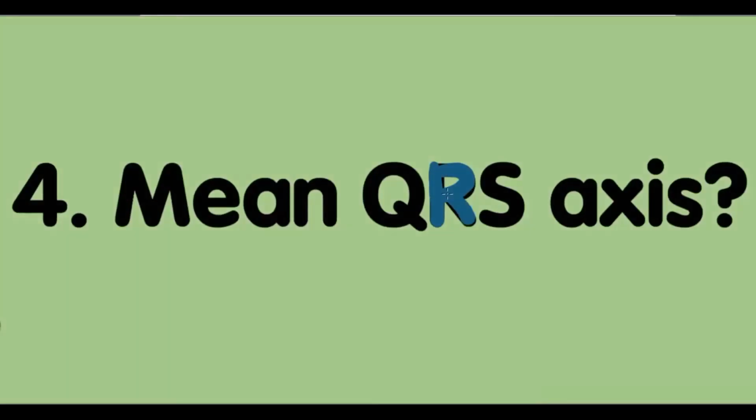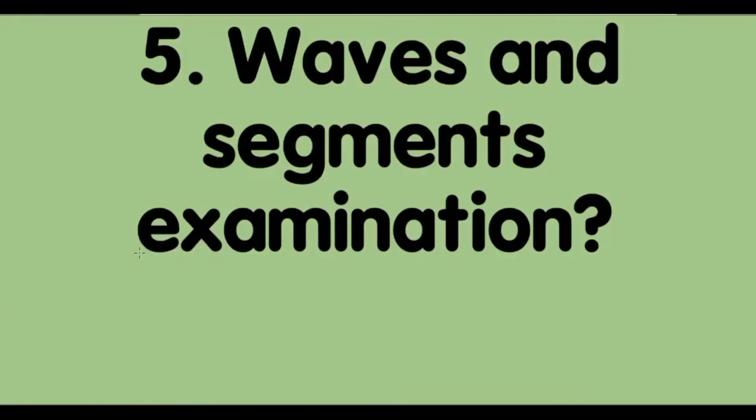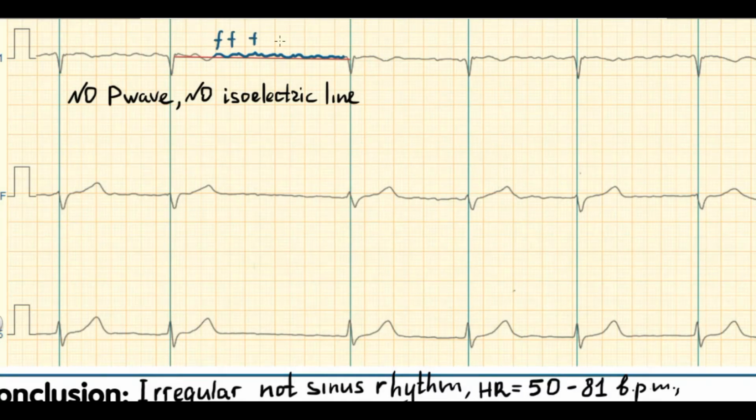The next step should be mean QRS axis calculation, but we have only 3 leads, therefore the mean QRS axis can't be measured properly. After this, we check all wave segments and intervals. There is no P wave and there is no isoelectric line. But instead of P wave, we have a lot of little deflections. All of these deflections have a different morphology and duration. These waves are F waves.